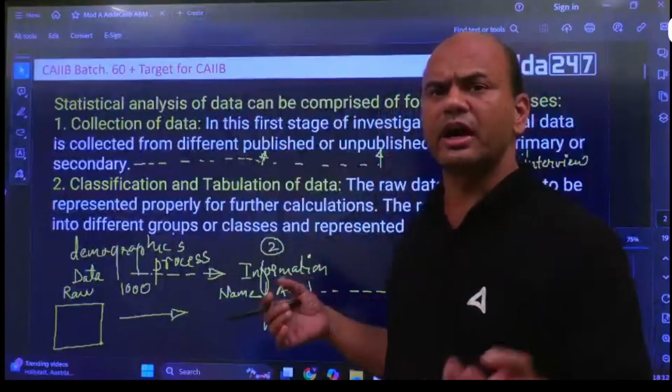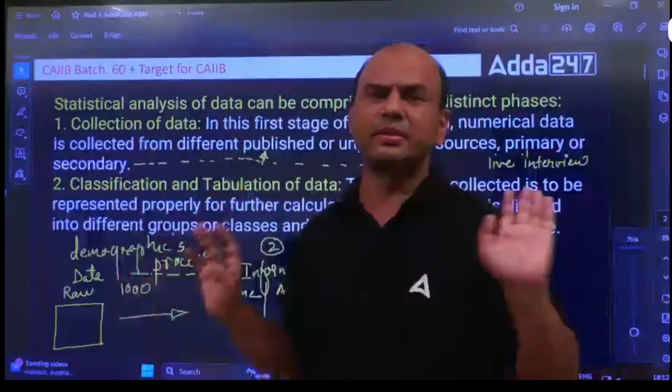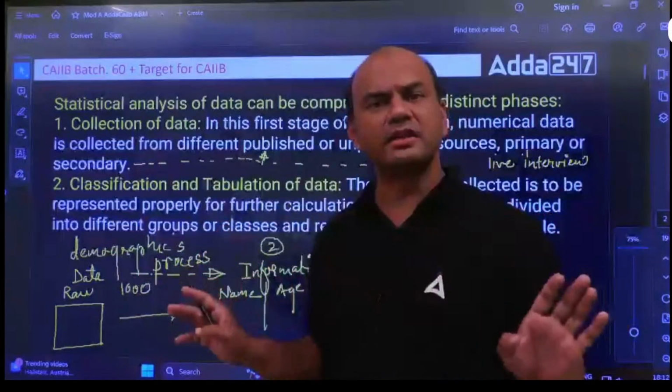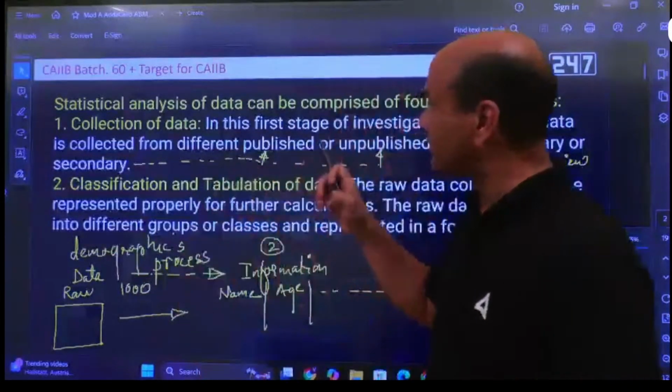And primary means what? I do it myself. First time I am doing it. Nobody else has done it. That is primary. So that is about collection of data.